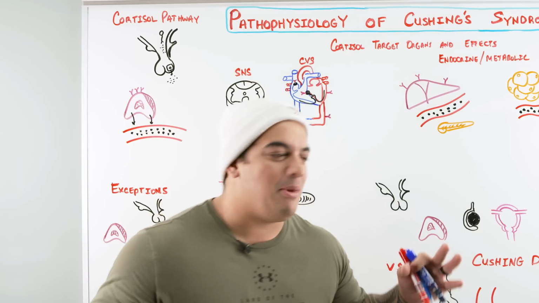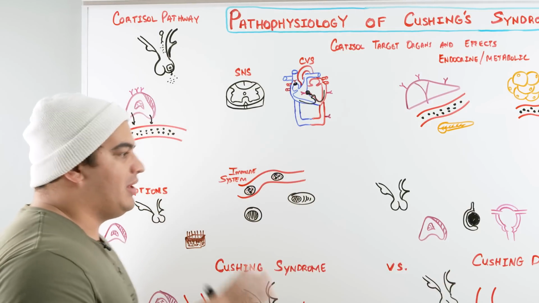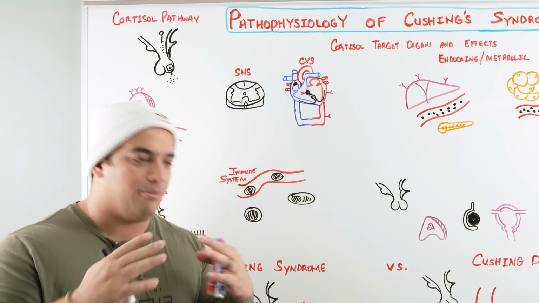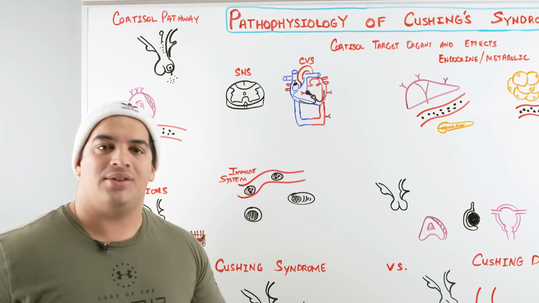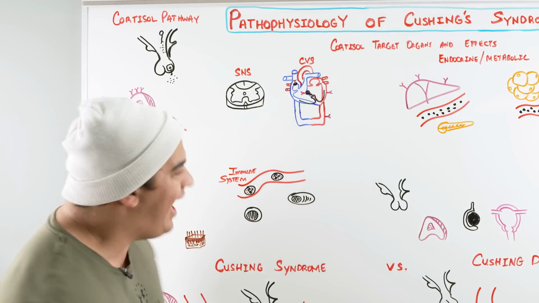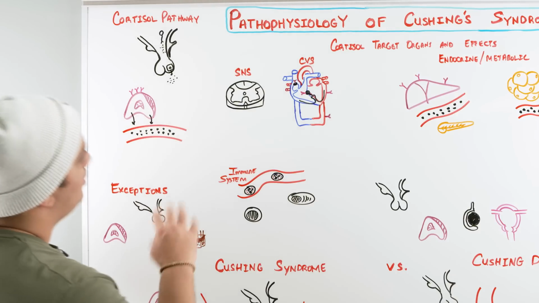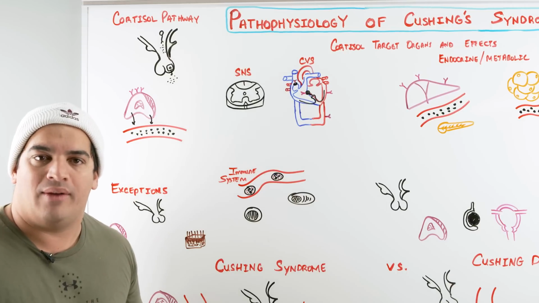All right, let's start talking about Cushing. So when we talk about Cushing's, the basic pathophysiology, the problem behind this disease is it's just too much cortisol. The cortisol will be way too high. And why is that? Let's go quickly through the pathway of cortisol production.